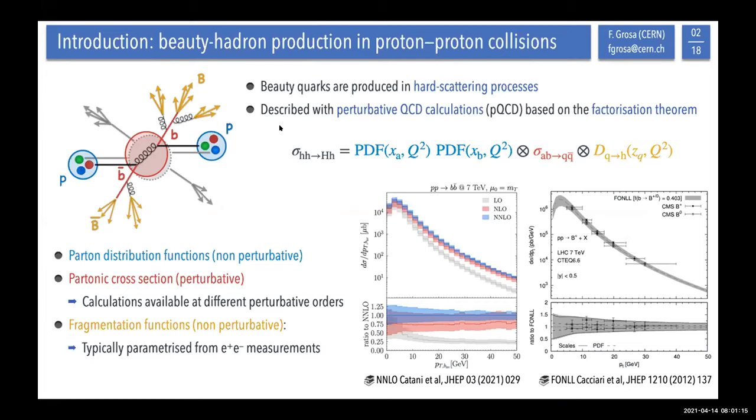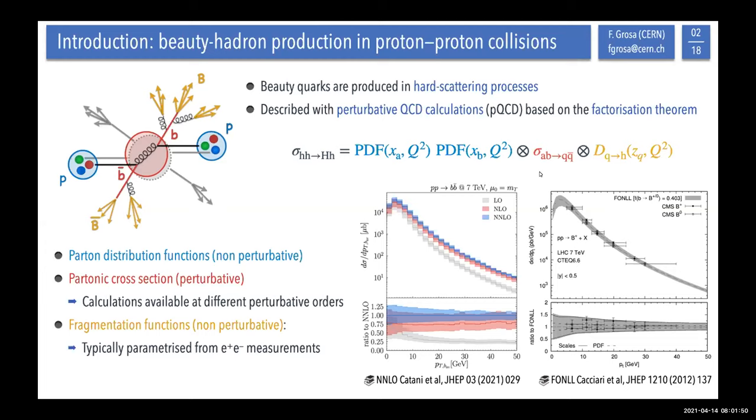processes. And in particular, beauty hadron production is typically described with this factorization theorem, which consists of three ingredients. Two of them are actually not perturbative, which are the parton distribution functions and the fragmentation functions, which are typically parameterized from previous measurements. And the actual perturbative ingredient is instead the beauty quark production cross section, which is available at different perturbative orders nowadays. And in particular, I reported a couple of examples.